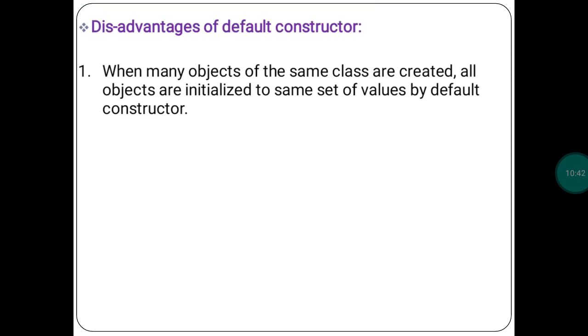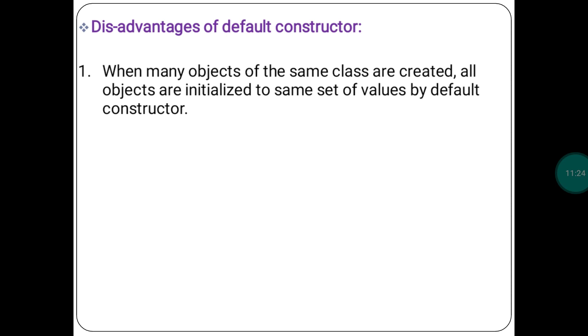Okay. Then see, what are the disadvantages of the default constructor? While using the default constructor, what are the disadvantages? So the first disadvantage is that when many objects of the same class are created, all the objects are initialized to the same set of values by the default constructor. Already I told you, in the previous program we created two objects, object 1 and object 2. For both object 1 and object 2, the values will be initialized to 10 and 20.